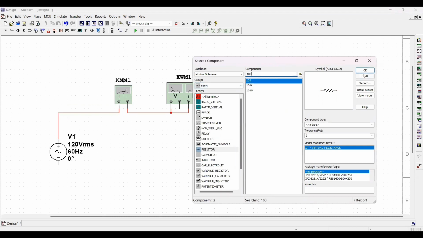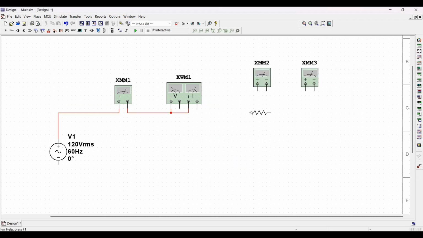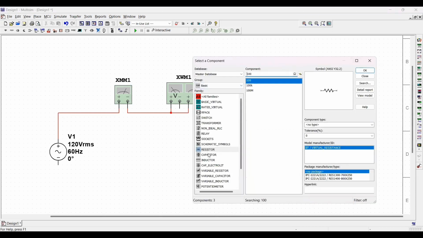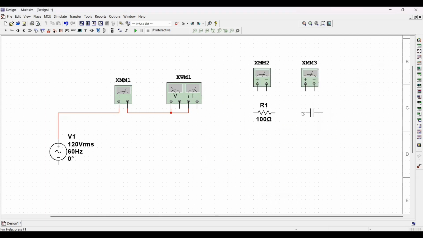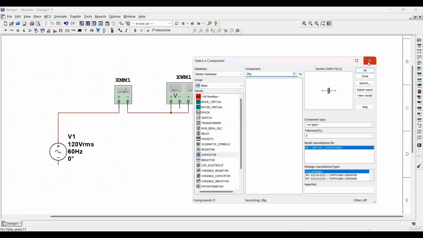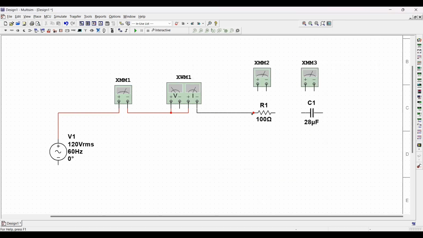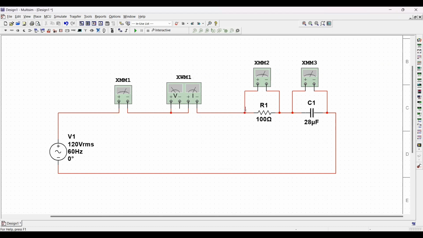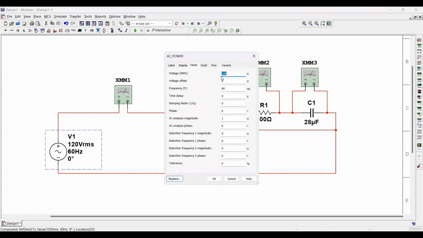Just choose the 100 ohm resistor, and for the capacitor we choose 28 microfarad, and then we connect the resistor with the wattmeter. The resistor goes to the capacitor, then connect all of them, and then connect the ammeter with the circuit. So we connect it.